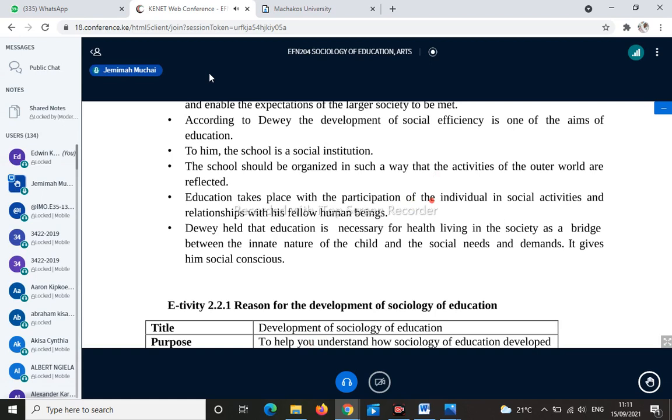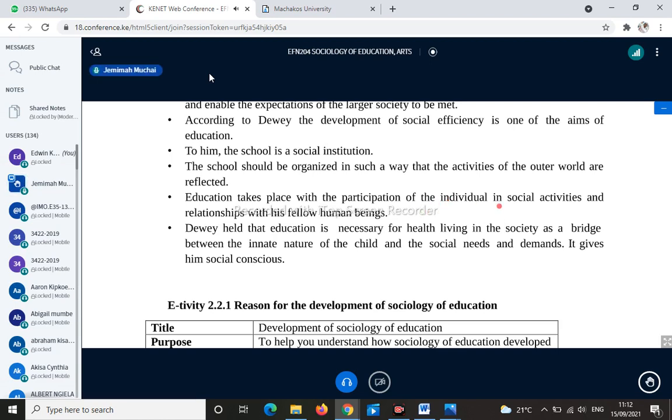You are supposed to be 290. Out of the 290, only 134 are present. Where are the others? Or are there people who are sharing a laptop or a phone? That means you'll be more than that.